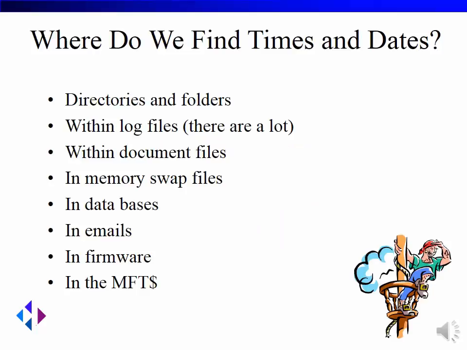So we can find date and times in directories and folders, in log files, because that's what a log file basically is, date and times of events. We can find it within document files. You can find those things even in a picture file, a PNG, or a GIF image. You can find them in memory swap files and databases, and emails, and the headers of emails, and the hidden headers of emails, and on the server email system. You can find date and times in firmware. You can find it in the MFT of an NTFS system. In fact, in the MFT system, there are 9 dates and times besides the general 4 that we're used to, but they can have up to 9.